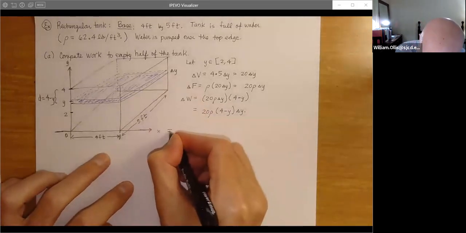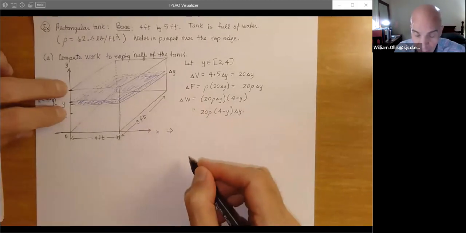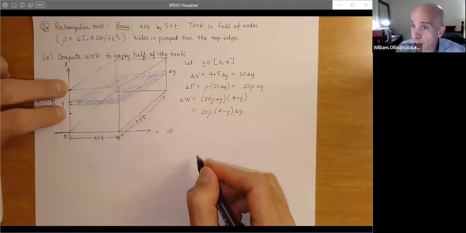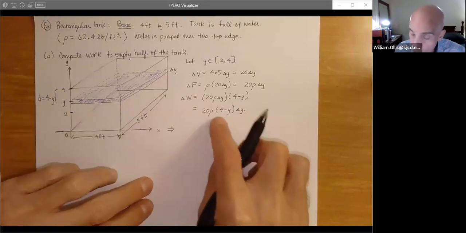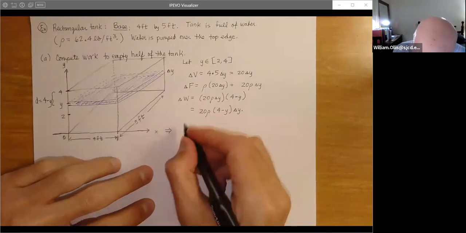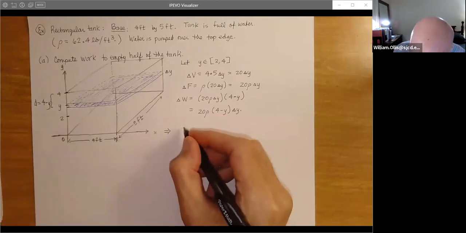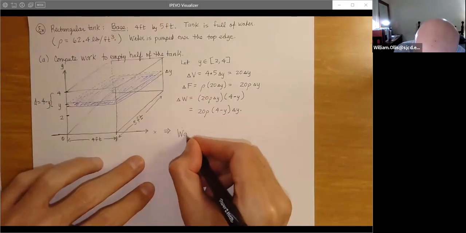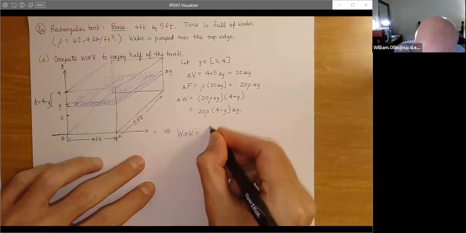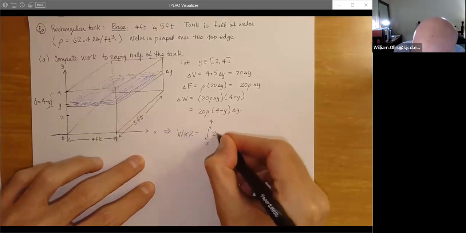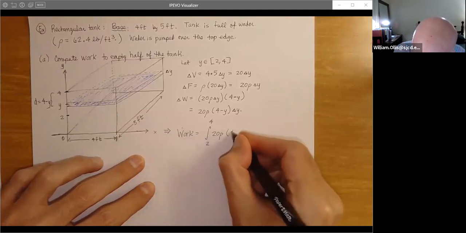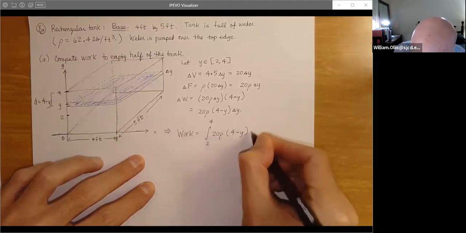So now this implies if we want to empty half of the tank, and we're in this case assuming the top half, we're going to integrate from 2 to 4 this particular expression. So we have work, I'll write it out. Work equals the integral from 2 to 4 of 20 rho (4 minus y) dy.